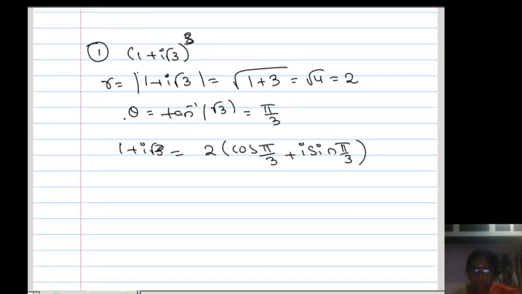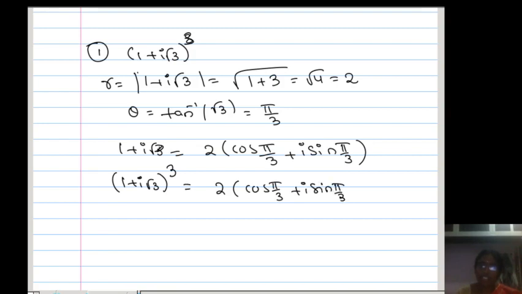First I am writing any complex number into polar form using the modulus amplitude form from the first chapter. Next I can simplify this by using De Moivre's theorem. 1 plus i root 3 power 3 is 2 into cos pi by 3 plus i sin pi by 3, the total power 3. So 2 power 3 means 8 into cos. The De Moivre's theorem concept is cos theta plus i sin theta all power n is cos n theta plus i sin n theta. So what is n? 3 here.